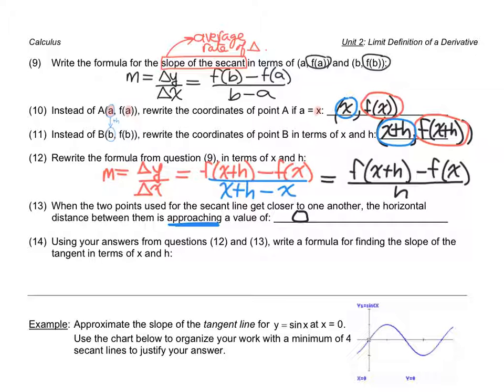All right, so in the next question, when we want to write the formula for finding the slope of the tangent in terms of x and h, well, we know that we're working off of our secant. We want the points of our secant line to get closer and closer together. So I have to make a minor adjustment to this expression to make that happen. What's that minor adjustment? Taking off the h. How do we do that?